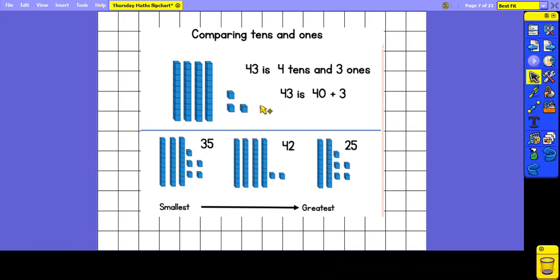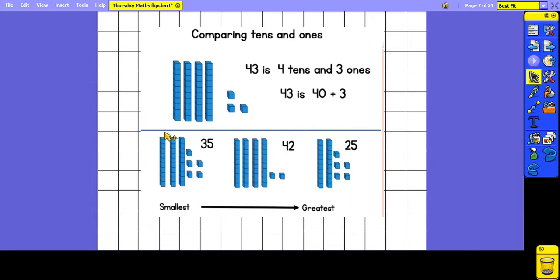And here we're going to be comparing tens and ones to help us order some numbers. So just as a reminder, we've got some base 10 here, and we have got 4 tens and 3 ones, which makes the number 43. And another way of saying this could be 43 is 40 add 3.